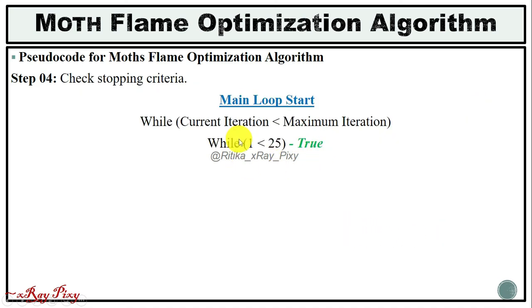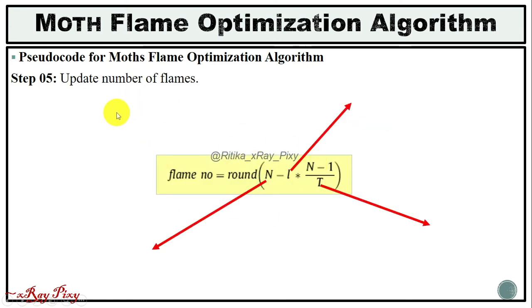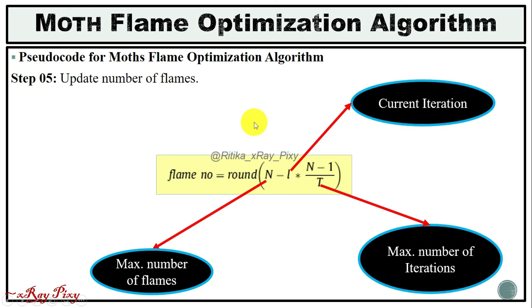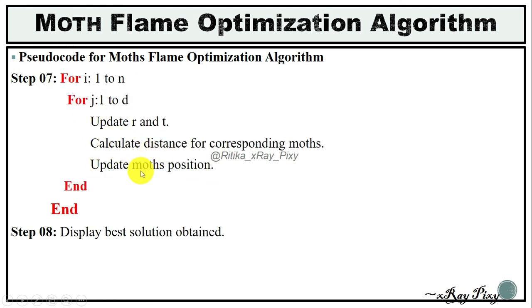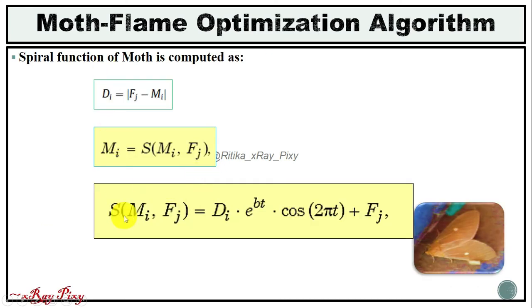Now the main loop for this algorithm starts here, checking the stopping criteria. Until the stopping criteria is matched, we will continue the loop. Once the stopping criteria is matched, stop and display the best solution that you obtained in the previous iteration. Right now the condition is true, so calculate the number of flames using this equation, and after that we will update the moth position. Right now iteration is 1, so according to the first assumption, we will update the first moth position with respect to the best flame. So we will perform this part. After that we will update moth positions. For that we will use these equations.